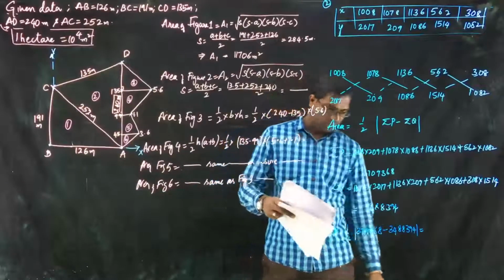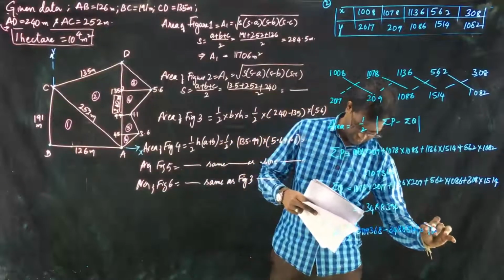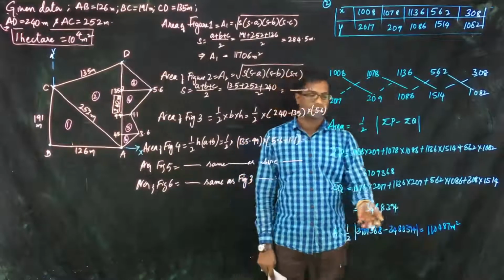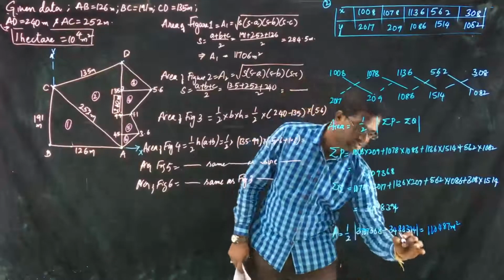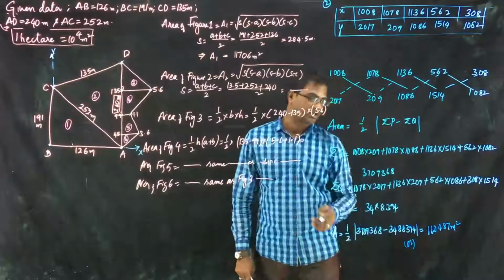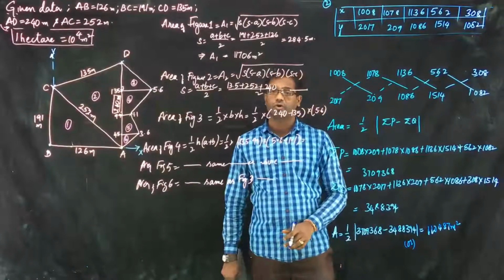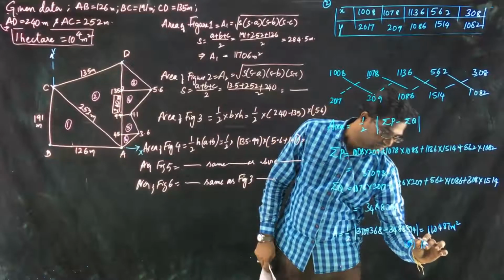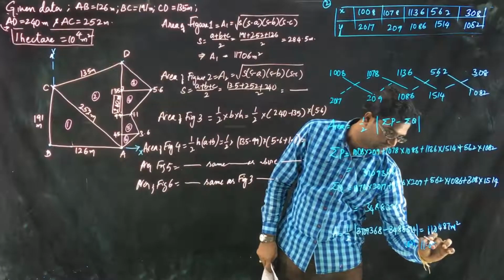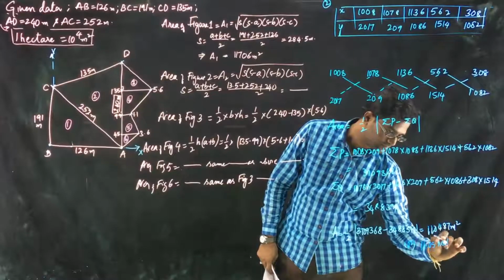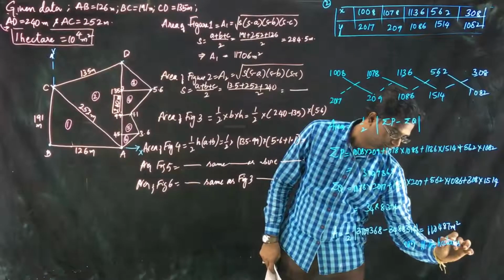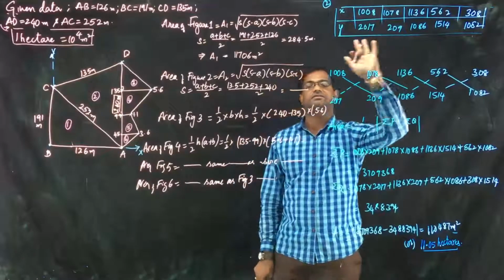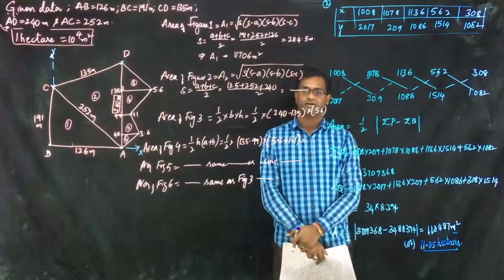That will give you a value of 110487 square meters. So if you want to convert that value into hectares, you need to divide by 10 power 4, right? So 1, 2, 3, 4. So this is 11.05 hectares. So if you are given the coordinates, this is how we need to calculate the area.